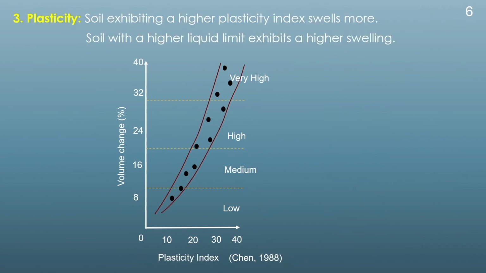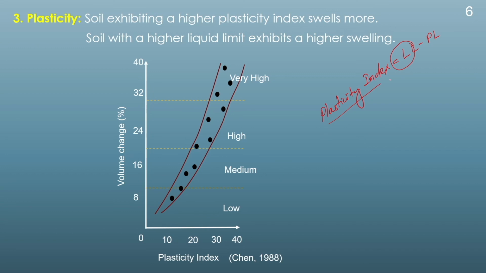Next comes the plasticity of the soil. As we already know, plasticity means the range of water content within which the soil can be molded into various shapes, or the soil exhibits plastic behavior. Plasticity can be defined by the plasticity index, which is the difference between the liquid limit and the plastic limit. Therefore, the plasticity index is mostly controlled by the liquid limit. In this diagram we can see the higher the plasticity index, the higher the volume change of the soil.